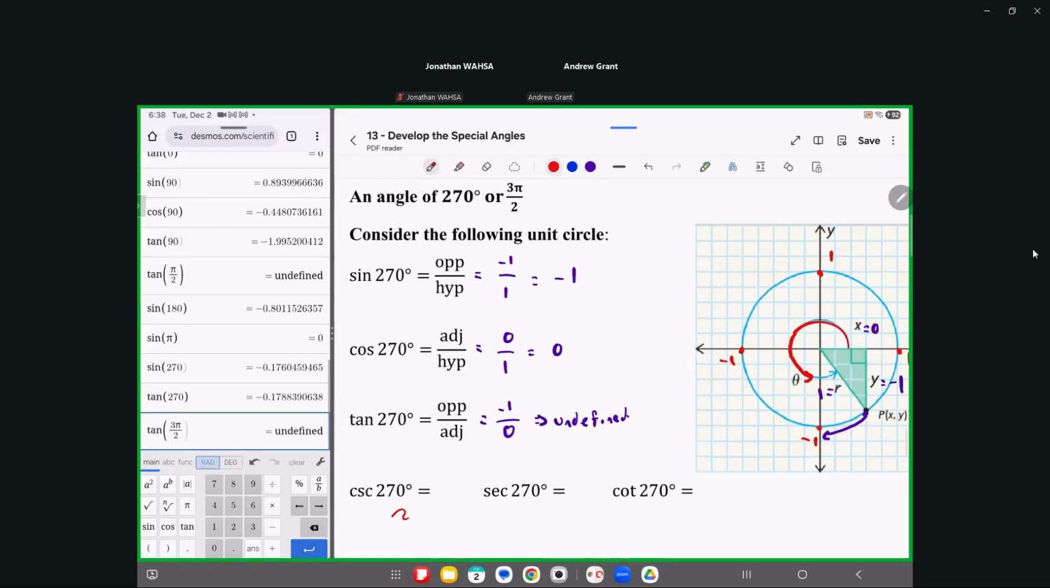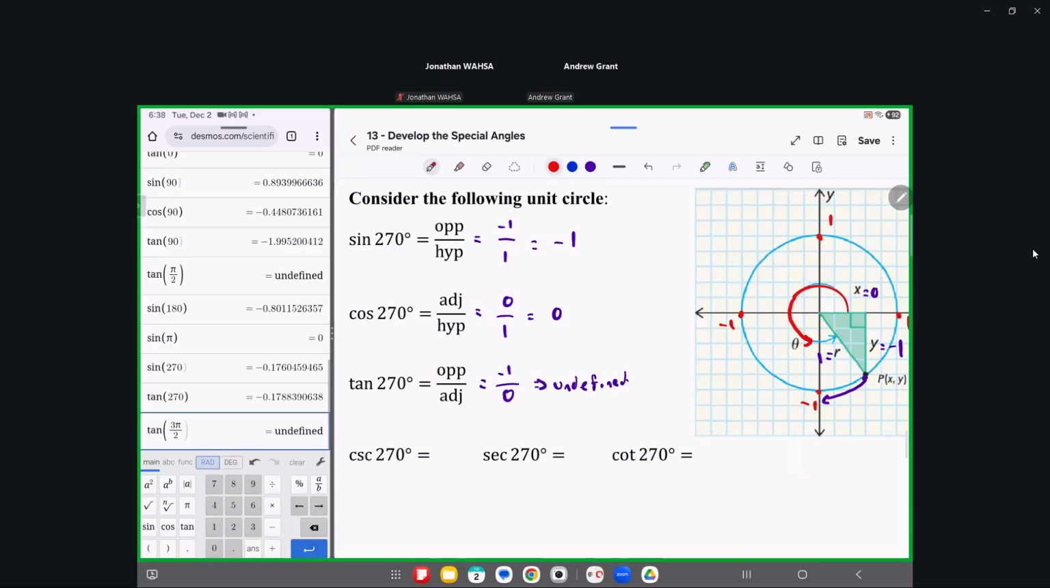Okay. Cosecant of 270 is the reciprocal of the opposite over hypotenuse. So instead of -1 over 1, we have 1 over -1, which will be -1. Secant of 270, instead of 0 over 1, we get 1 over 0, which is undefined. And cotangent of 270 is going to be equal to 0 over -1, which will be just equal to 0.